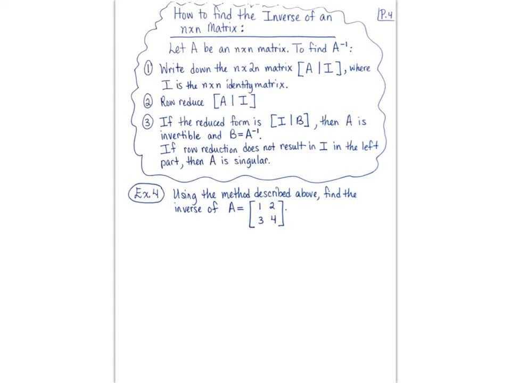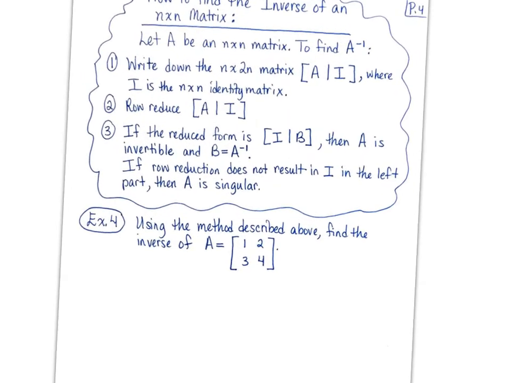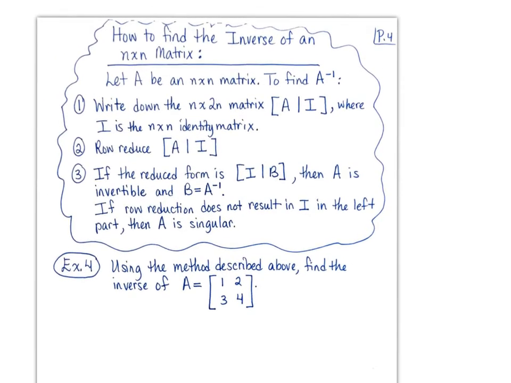So how to find the inverse of an n by n matrix. Let A be an n by n matrix. To find A inverse, you take the following steps. First, write down the n by 2n matrix, A, adjoined with the identity matrix. So that means you put your n by n matrix here, draw a line, then put your n by n identity matrix right beside it, where I is the n by n identity matrix.